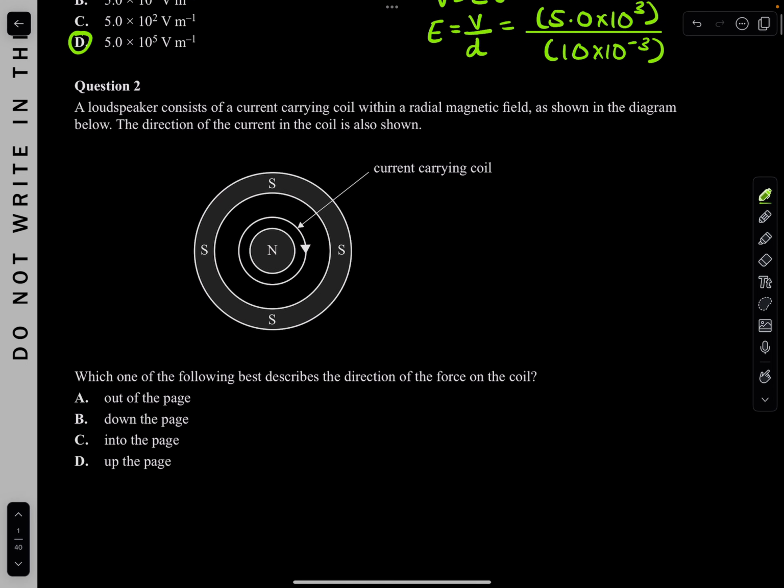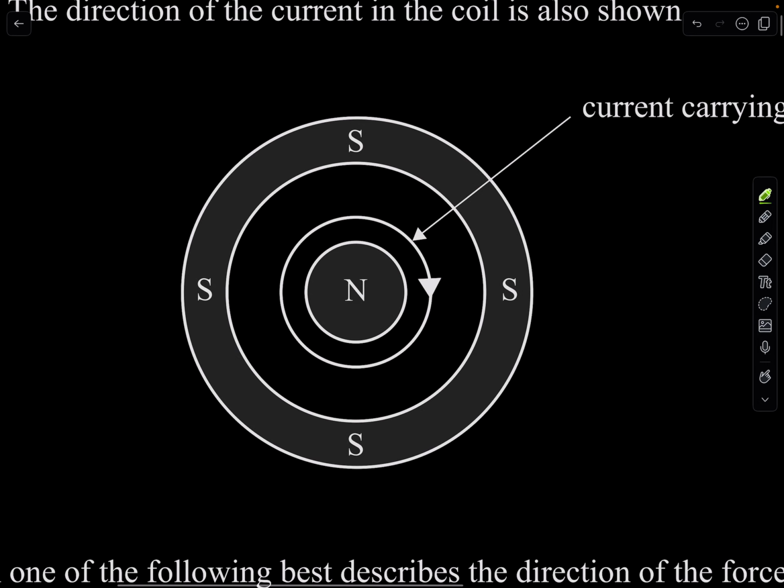Easy. Question 2. A loudspeaker consists of a current-carrying coil with a radial magnetic field as shown in the diagram below. The direction of the current in the coil is also shown. Which of the following best describes the direction of the force on the coil? Alright, let's have a look.